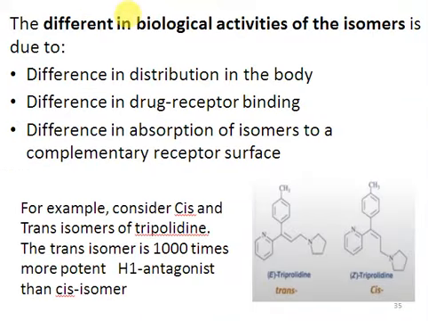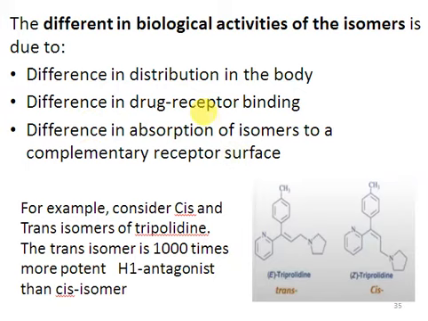So why this difference in biological activity of the isomers? The difference in biological activity of the isomers is due to three reasons. You should know that the biological system is itself chiral, and the stereoisomers are also chiral, right? So these enantiomers, when inside the chiral environment, behave differently, and because of their different behavior, they are differently distributed in the body. They react differently with the receptor, so there's a difference in drug receptor binding, and there's a difference in absorption of the isomers to the receptor surface.